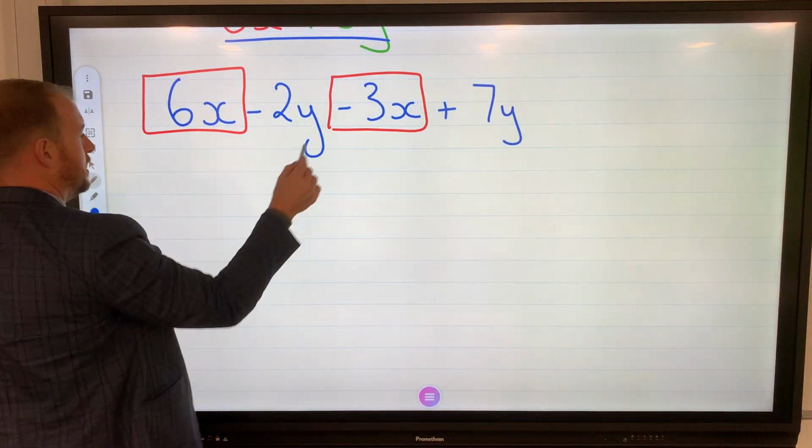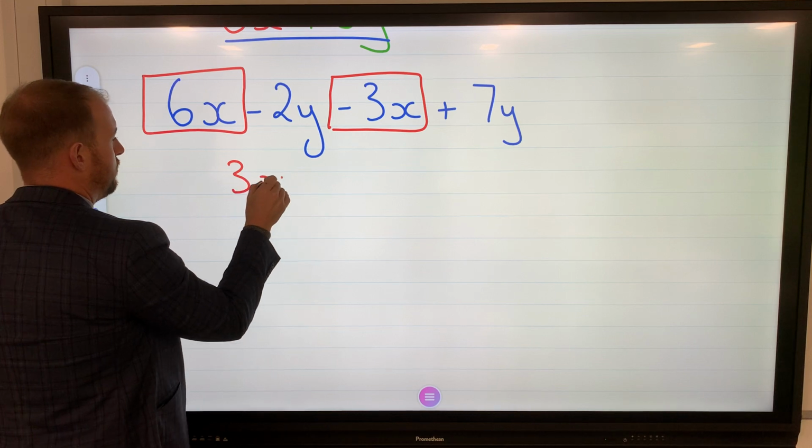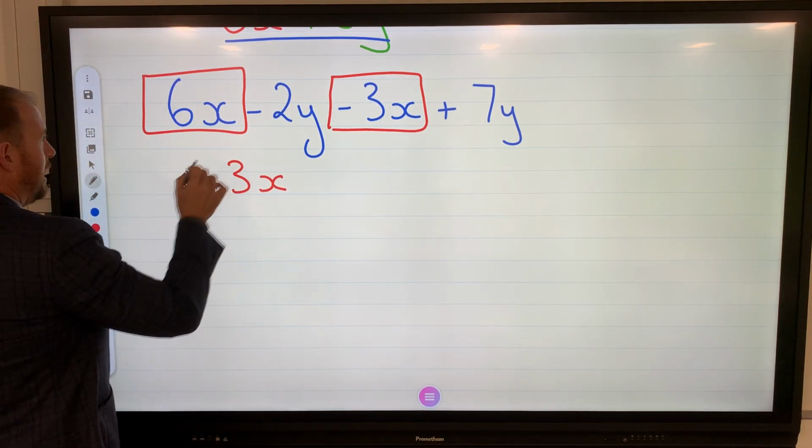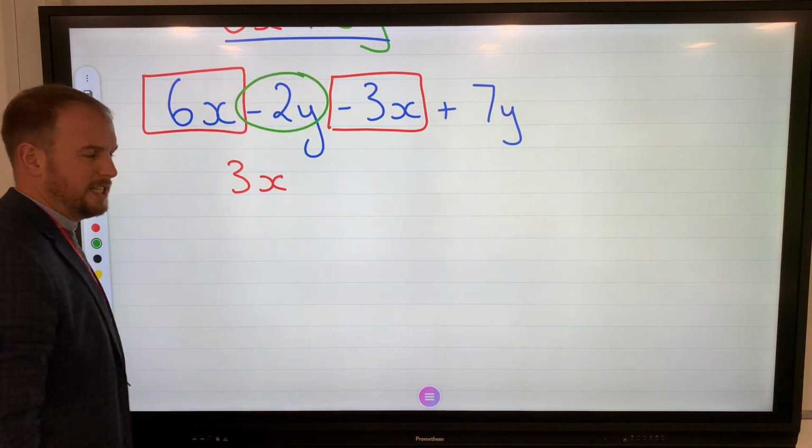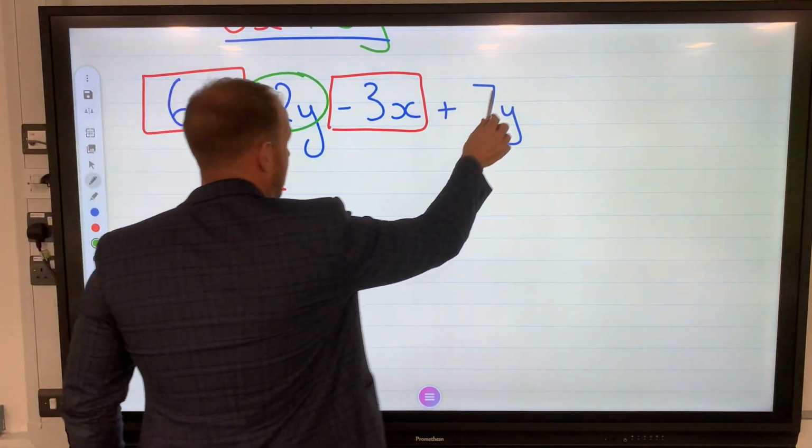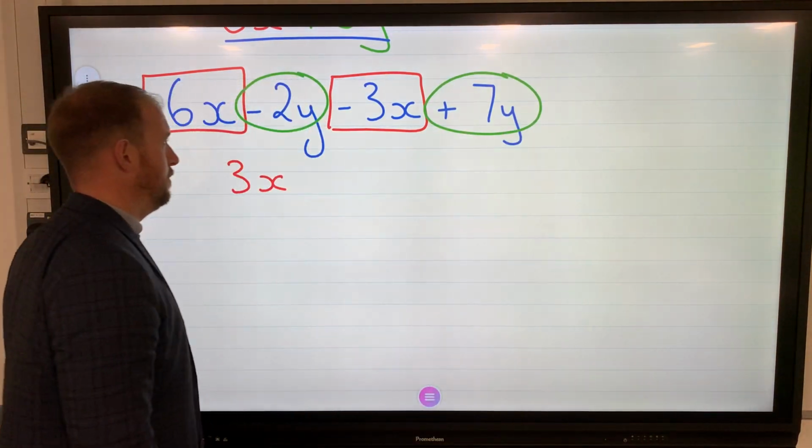Well, 6x take away 3x is 3x. I've now got a negative 2y, so minus 2y, add 7y.